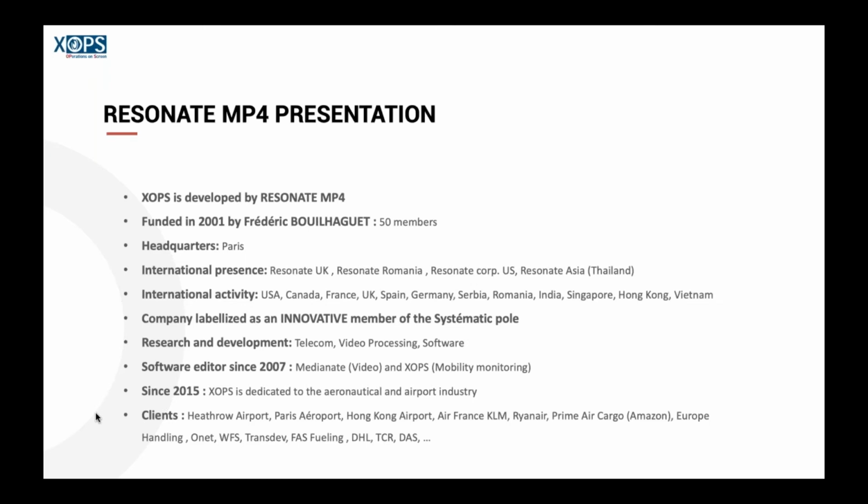We have a branch in Boston because we are doing operations in Boston, and we also have some users like Primair Cargo, which is the airline of Amazon in the US. Then we are equipping their different hubs in the US. And we also have a branch in Thailand because it is our head office for South Asia.